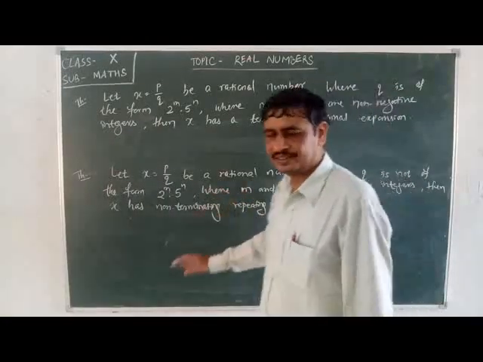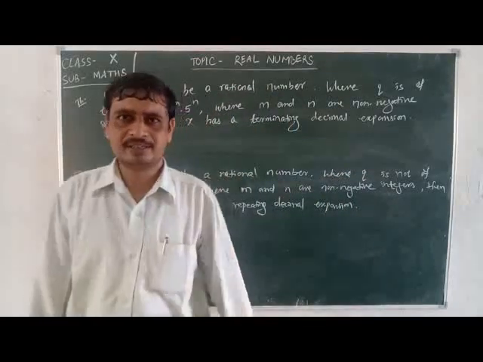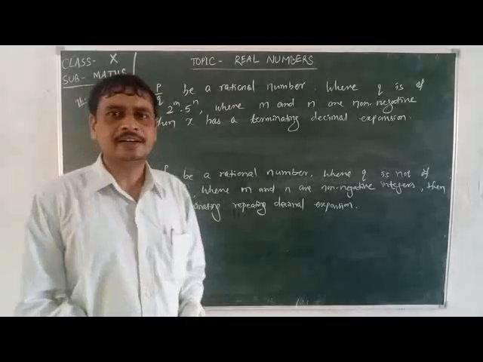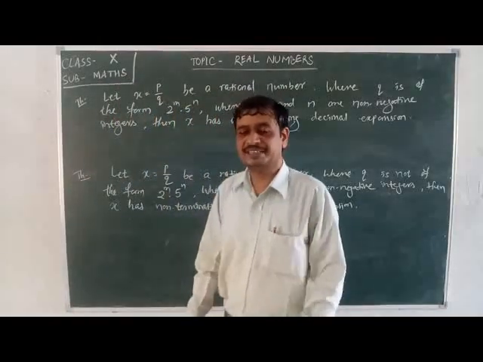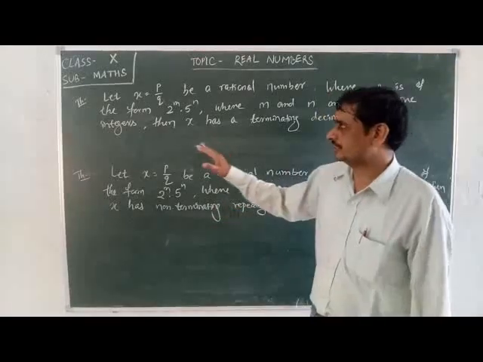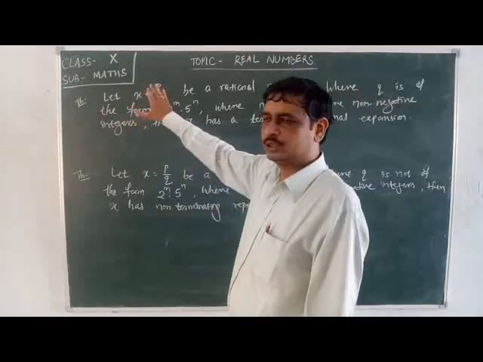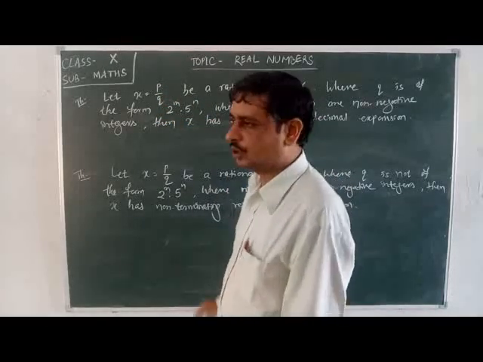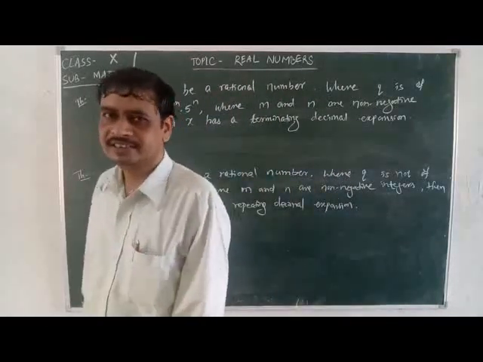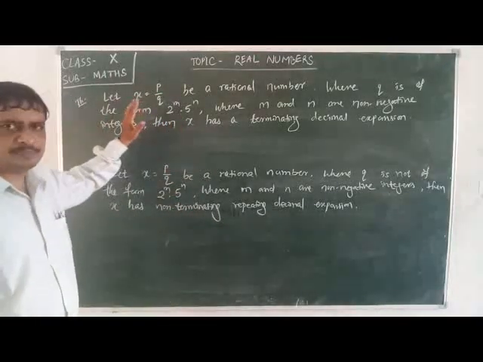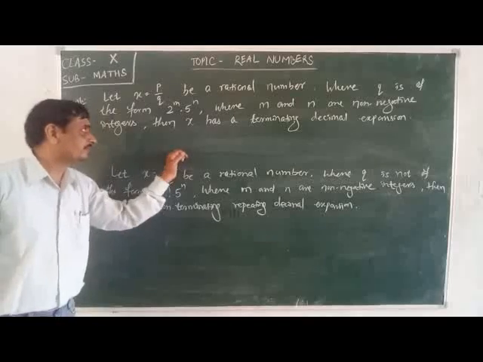Now we will discuss rational numbers. When we express a rational number in decimal form, what type of decimal form will we obtain? First case, when a number x is expressed in the form p by q, if we convert this number to the decimal system, what type of decimal form will we get?